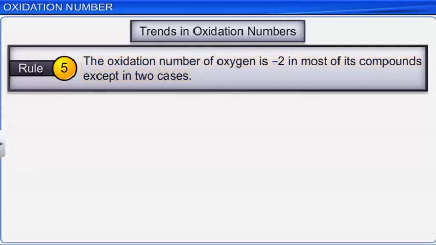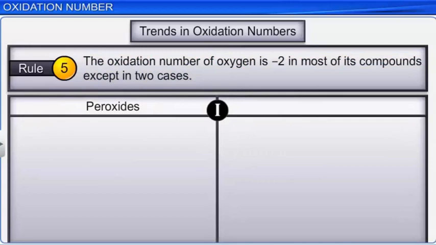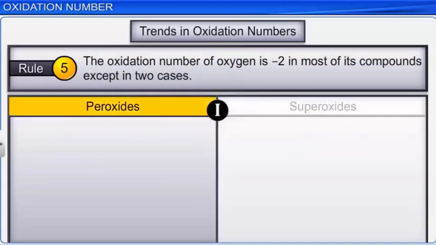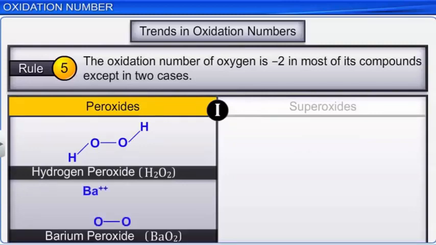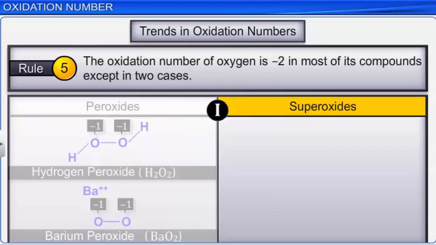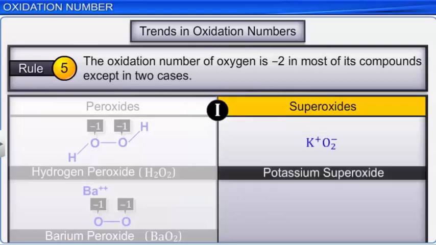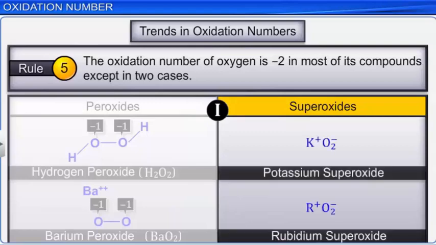The first is the case of peroxides and superoxides. In peroxides like hydrogen peroxide and barium peroxide, each oxygen atom is assigned an oxidation number of -1. And in superoxides like potassium superoxide and rubidium superoxide, each oxygen atom is assigned an oxidation number of -1/2.